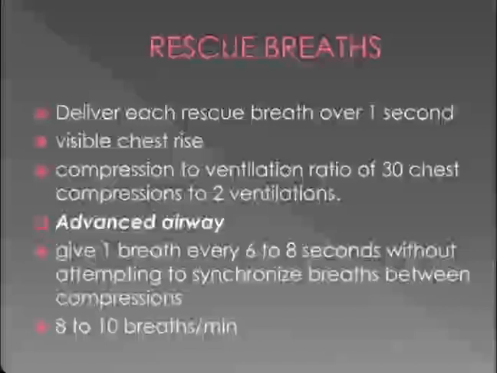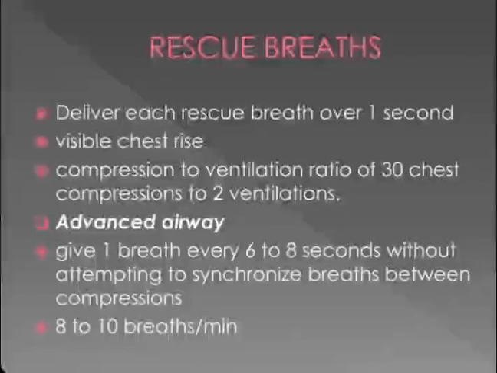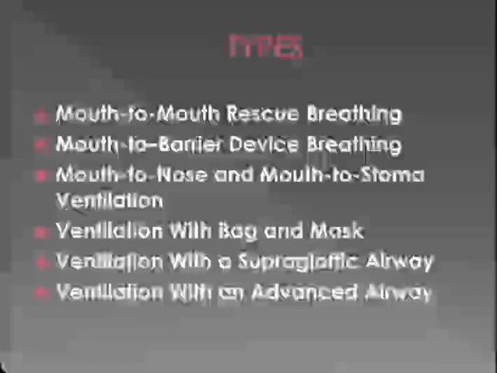Deliver each rescue breath over 1 second, with visible chest rise. The compression to ventilation ratio is 30 chest compressions to 2 ventilations. With an advanced airway, give one breath every 6 to 8 seconds without attempting to synchronize the breath with the compressions. That is 8 to 10 breaths per minute.